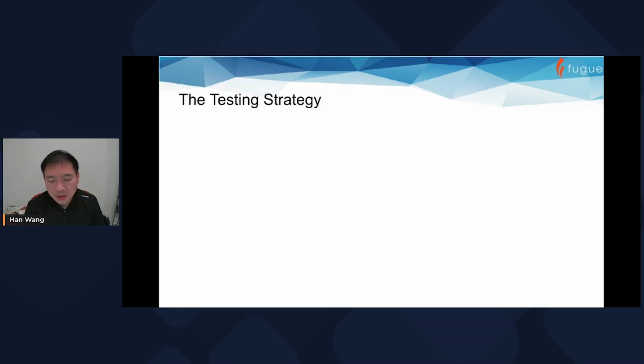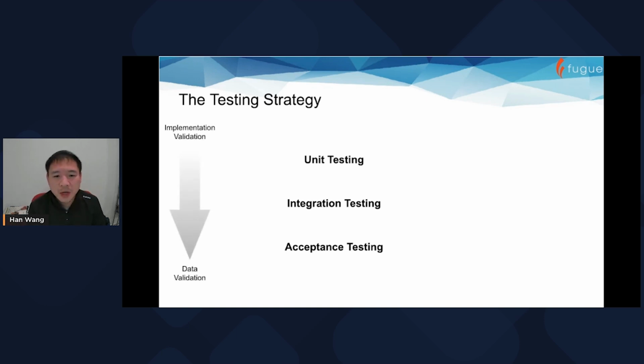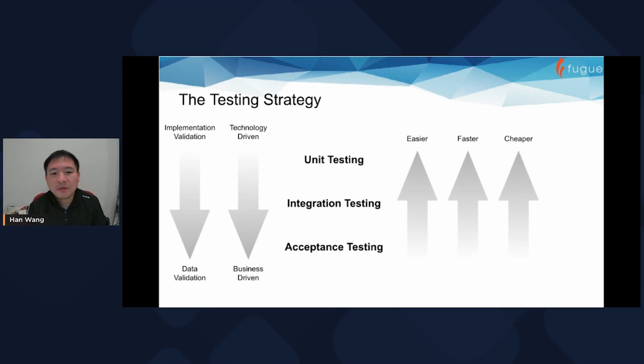In terms of testing strategies, if we pick unit testing, integration testing, and acceptance testing, then from the top level to the bottom level, we are moving from implementation validation to data validation. And we are moving from technology-driven to business-driven. For big data applications, the upper level tests are always easier, faster, and cheaper. And more importantly, the upper level tests will have better test coverage.